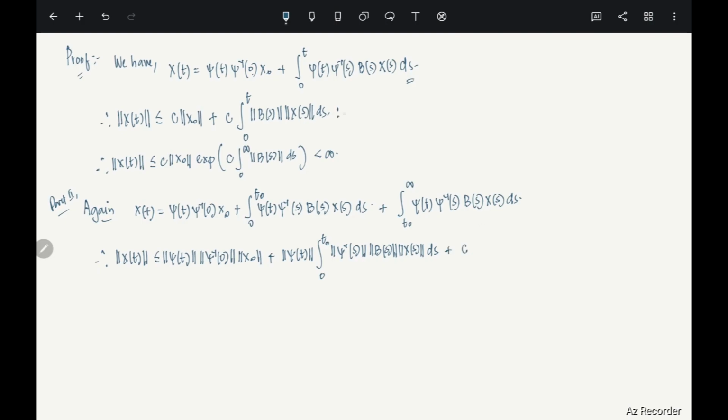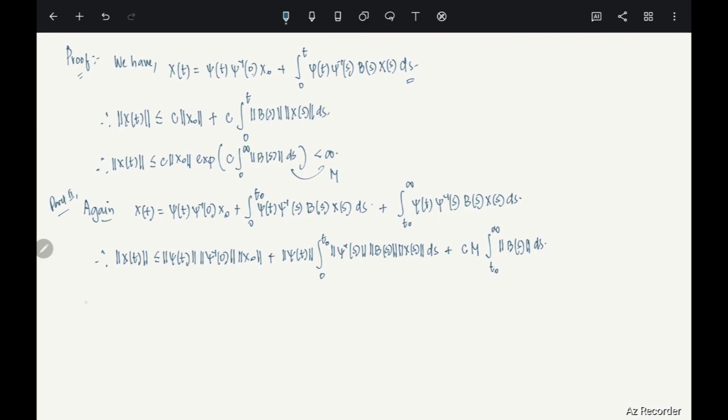this term, let's just call that term m. You understand, so basically c times norm x naught times the exponential, this particular thing, I will just call that m. Is this okay? So m times the integral from t naught to infinity of norm of b s ds. Okay, I will just write that part like this. Clear? So x of t is given like this.